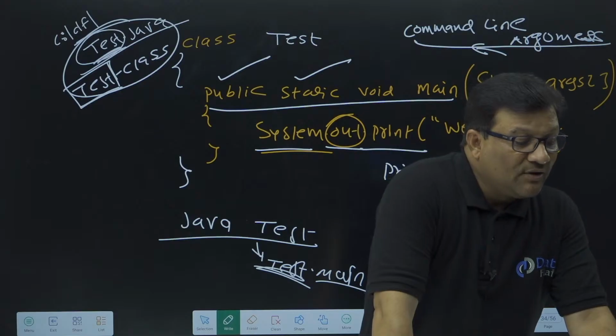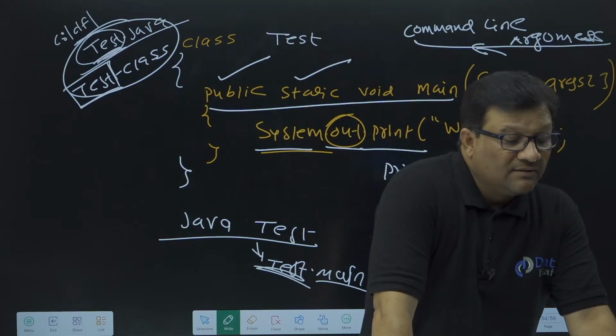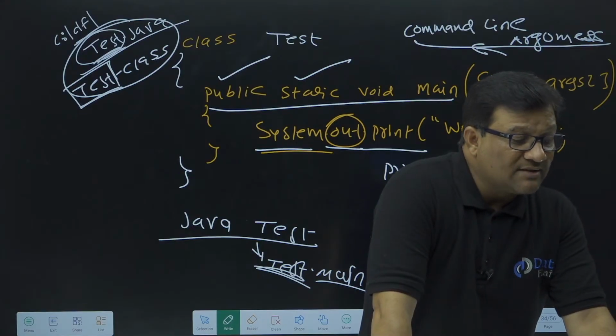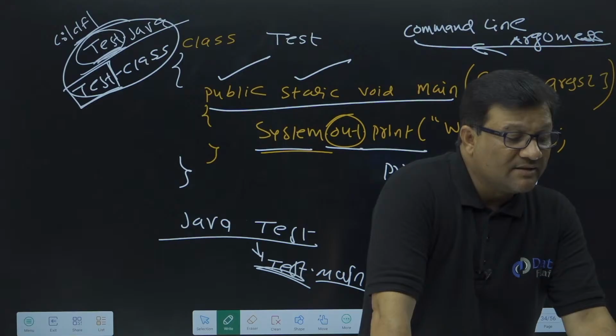Sir, but we did not download anything. Okay, in what sense are you asking me? Flow of data, or stream, in simple words.